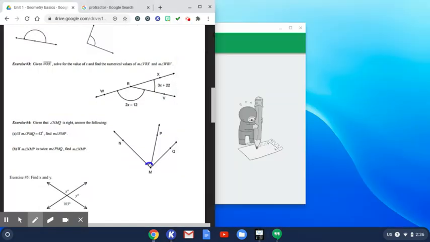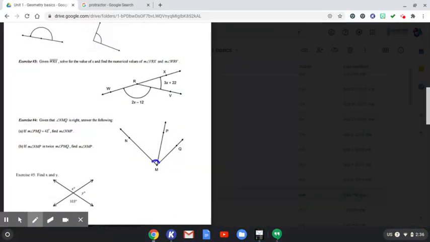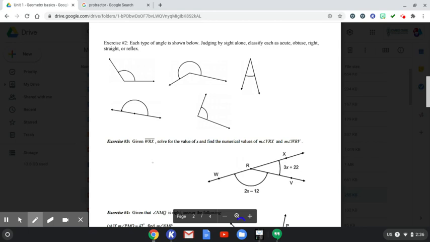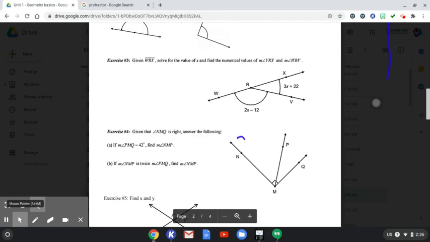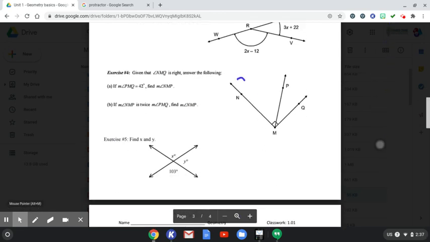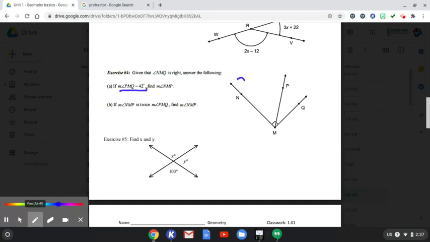Let's close that for a second. Here we see a right angle symbol. So if I just look at the examples on the page, here they tell me that angle PMQ is 42. Now this is where we really have to practice tracing. So PMQ is 42 degrees.